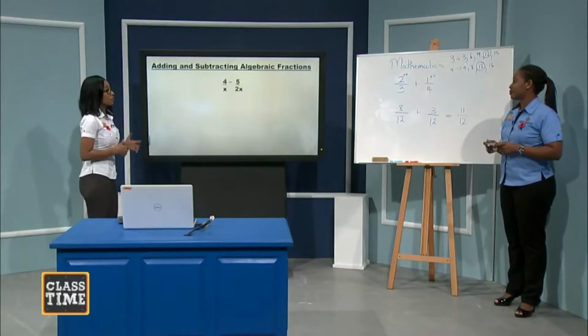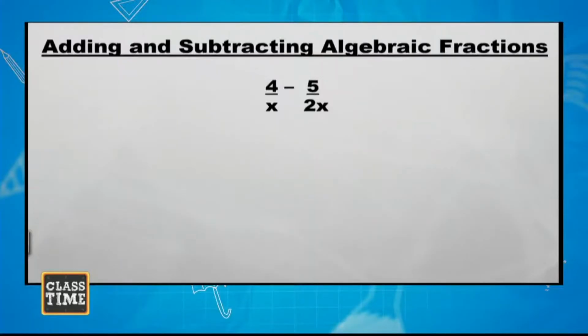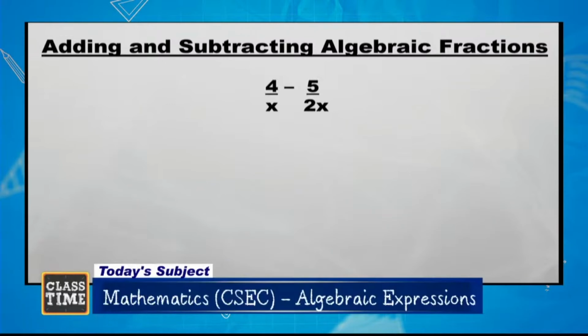Let's look at this example: 4 divided by x minus 5 divided by 2x. So let's take a look at this one now. Based on what Tamika just said, we are now going to be finding the equivalent fraction. If we look at our denominators, we have x and we have 2x.